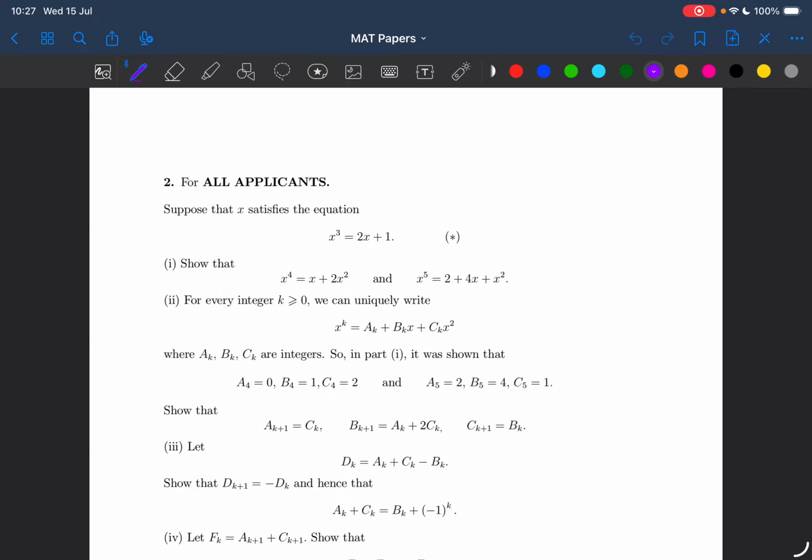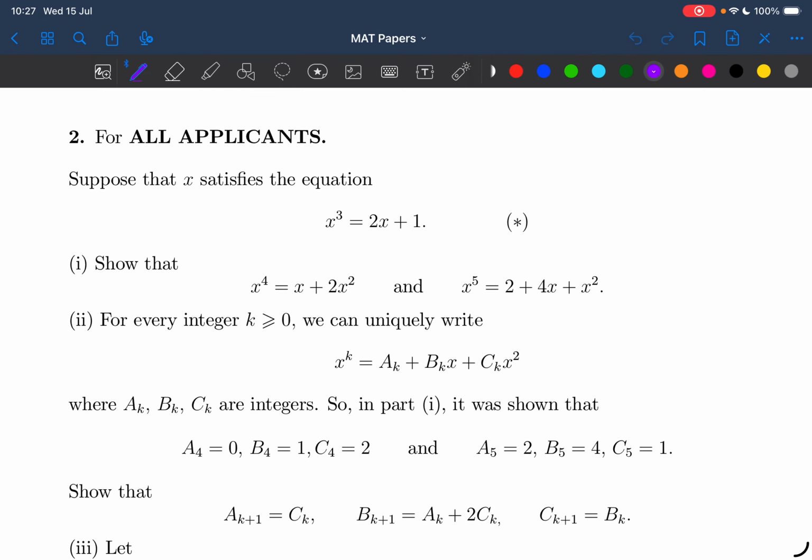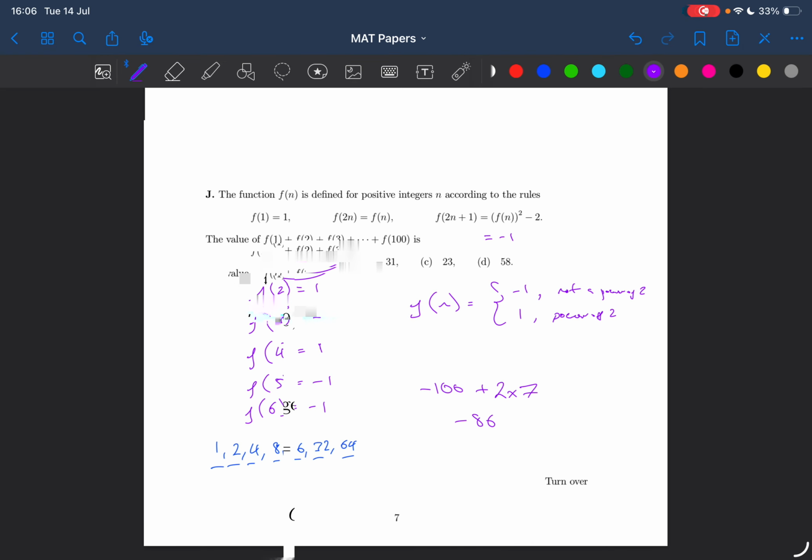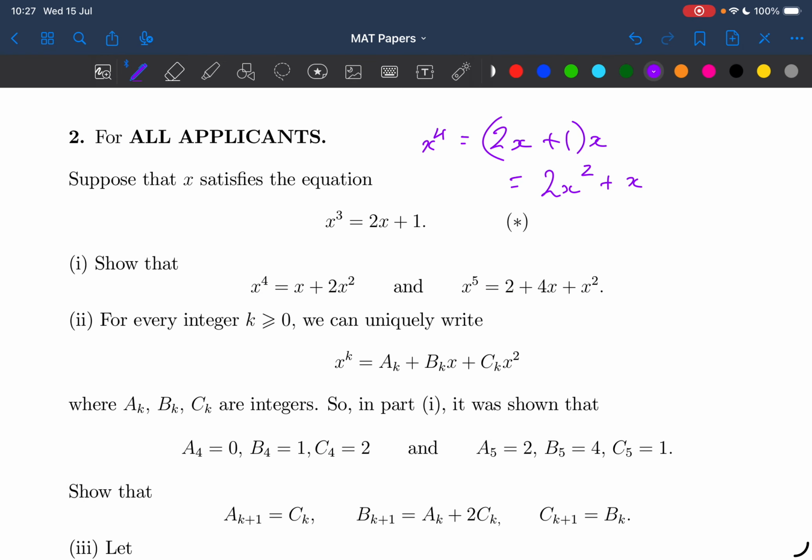Right, question number 2 then. We're given that x cubed is 2x plus 1. We want to find what x to the 4 is. So we'll take this thing, times it by x. So 2x plus 1 all times by x should give us 2x squared plus x, which looks good to me. So that's going to be x to the 4.